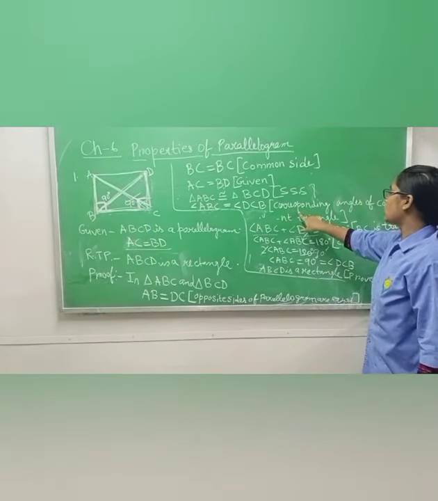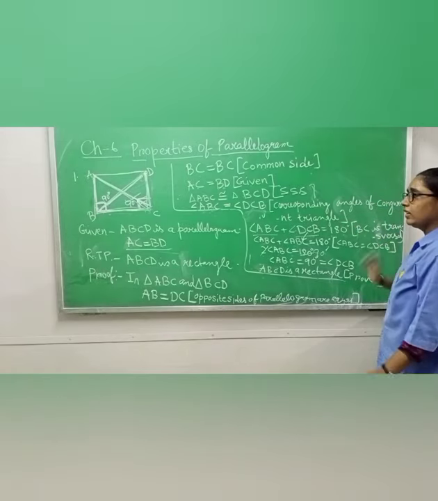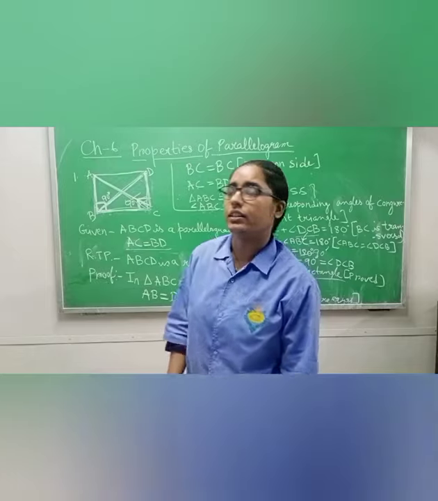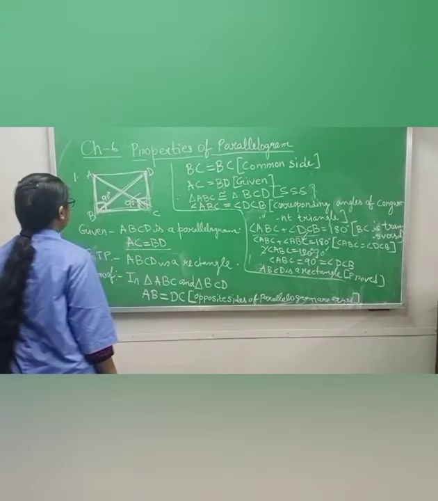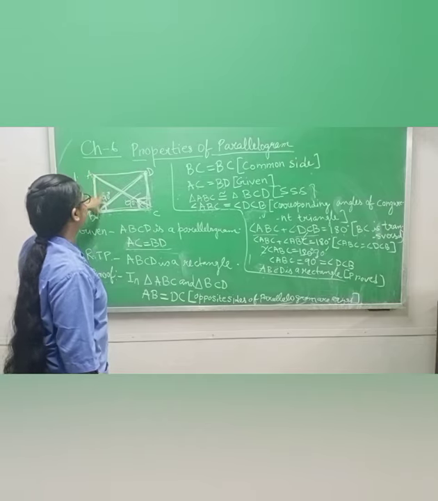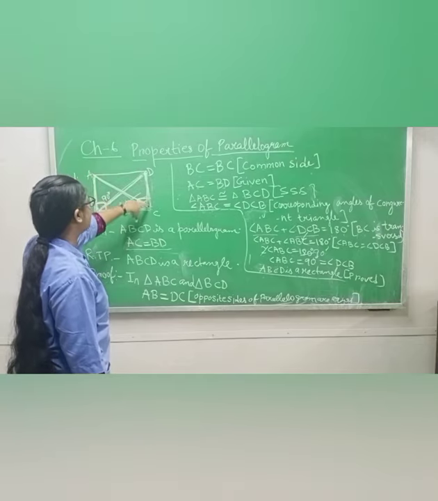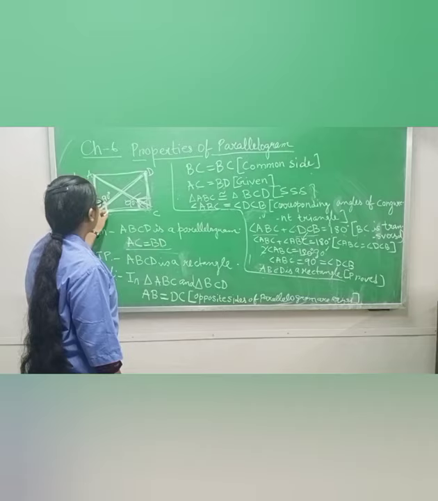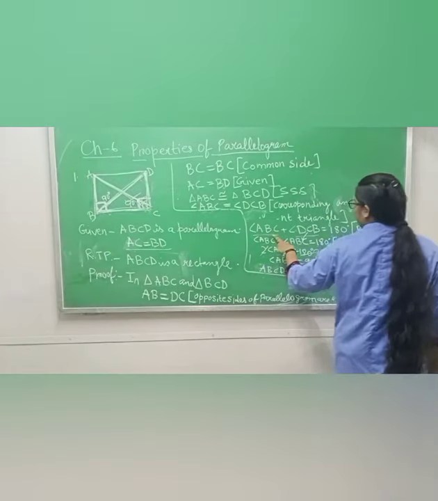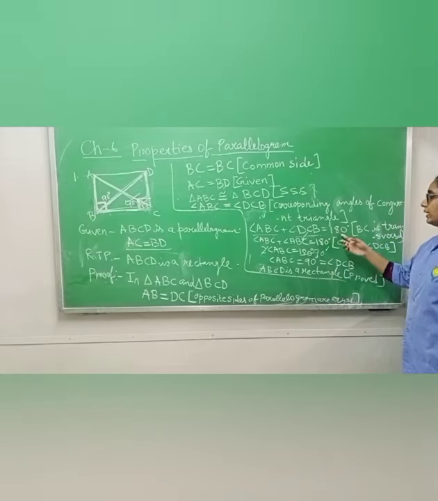And what is the reason? Corresponding angles of a congruent triangle. Now we know that in a parallelogram adjacent angles will give you 180 degrees. So which two adjacent angles can we take? This one and this one. Why this and this one? I am not considering this triangle. Okay, I am considering triangle ABC and triangle DCB. So in this one, this is one angle, this is one angle. That is why I am writing angle ABC plus angle DCB equals 180 degrees.